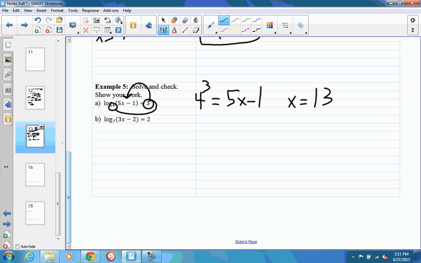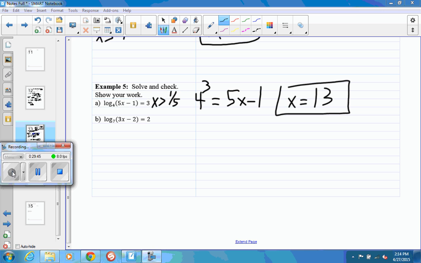Check your answer, guys. We got to check our answer. I need to find out my restricted domain. X is greater than what? What's my h? 1, plus 1, change the sign, divided by 5. 1/5. Is 13 bigger than 1/5? Good. Do the next one on your own.